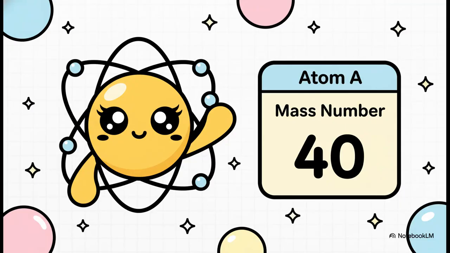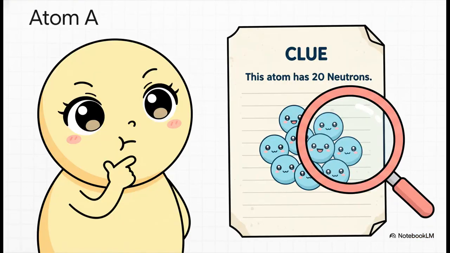You know, to make this stuff stick, let's use an actual example. We're going to follow a single atom through this whole process, and we'll just call it atom A. So here's what we know. Atom A has a mass number of 40. That's our first clue. It means its protons and neutrons have to add up to 40. And here's our second clue for the puzzle. We're told that this specific atom has exactly 20 neutrons. So out of that total mass of 40, we know 20 of them are neutrons.